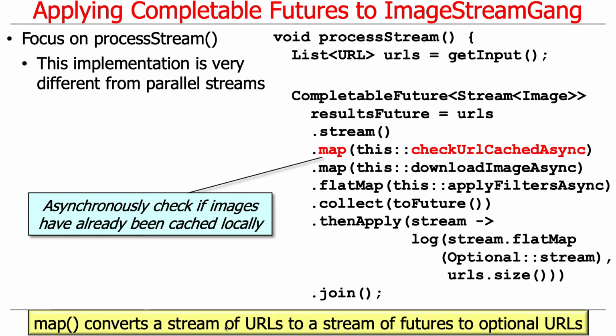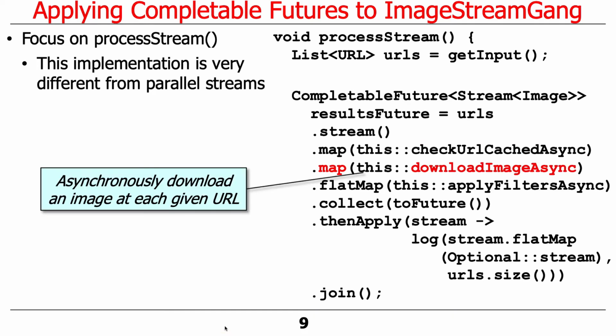We're going to asynchronously do this. And what this map call does, and it may take a while to get your head around why it does it this way, but it's really cool, is convert a stream of URLs into a stream of completable futures to optional URLs. And you'll see why we convert them to optional URLs in a second. The reason is because if they've already been downloaded, we don't want to download them. So in that case, we're going to make the URL optional be empty. So those things will be ignored.